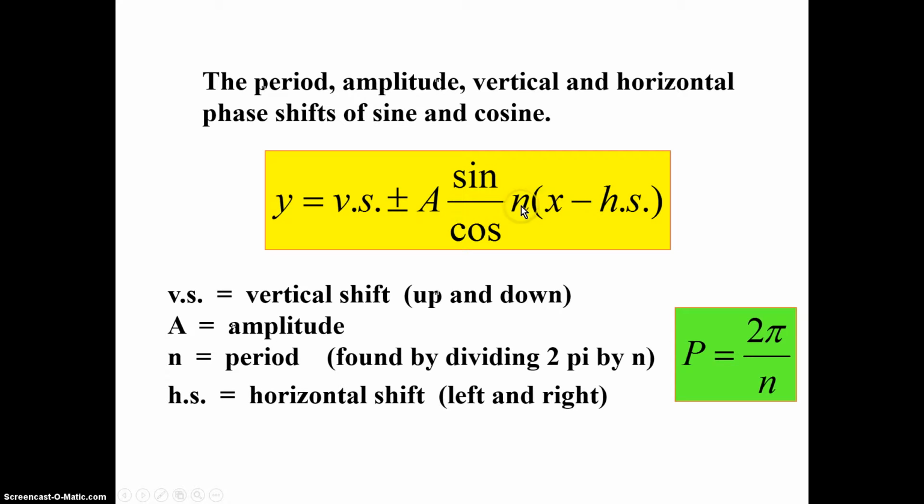The n is used to help us find the period. Notice here that the n is whatever is factored out. Inside here, x minus hs. Hs stands for horizontal shift. That's going to tell us if we're moving left and right.